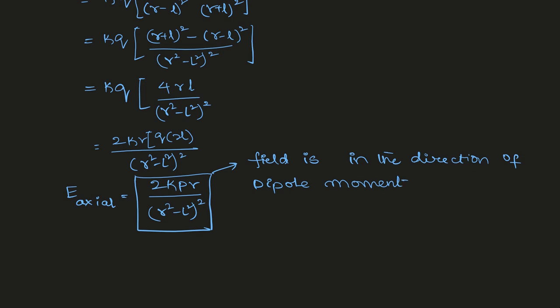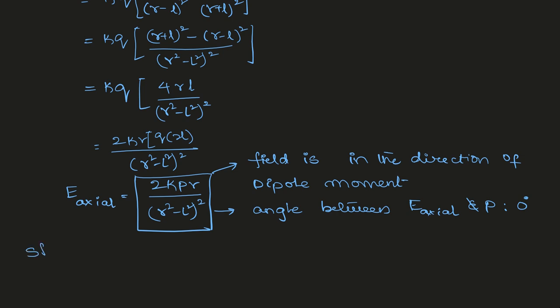Or else they may ask you one question like this: what is the angle between axial field and dipole moment? The angle between axial field and dipole moment is 0 degrees, both are in the same direction.